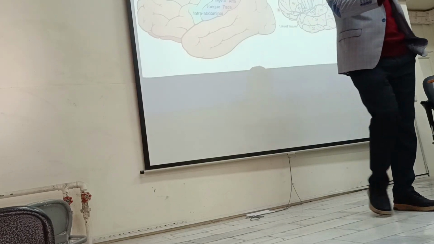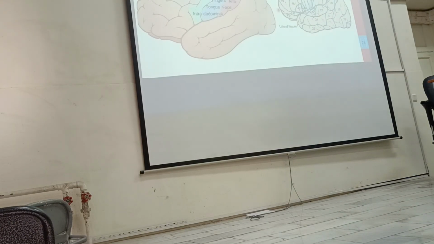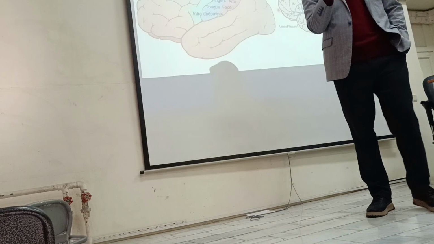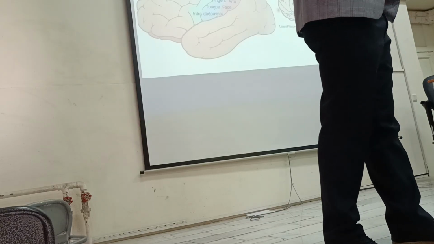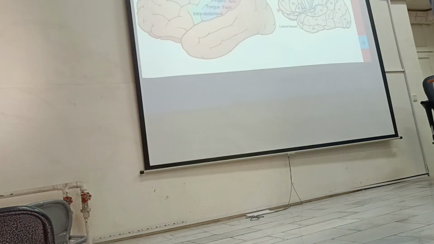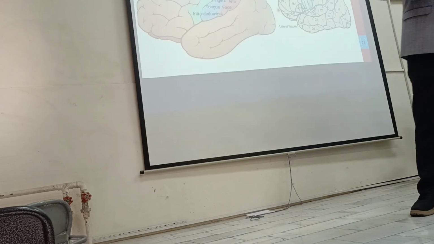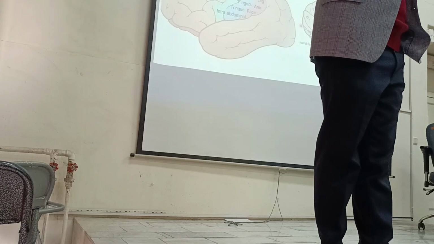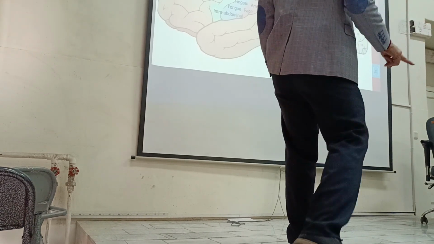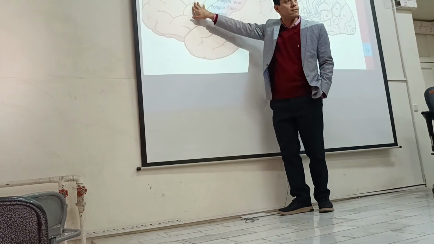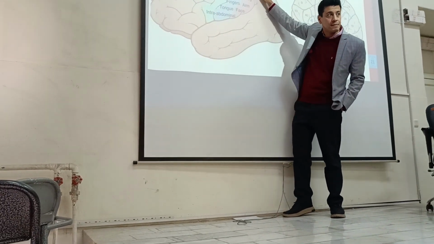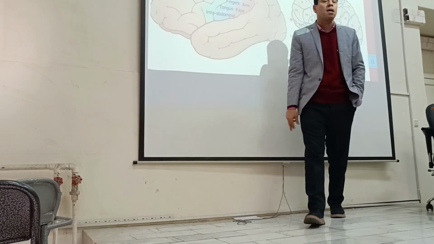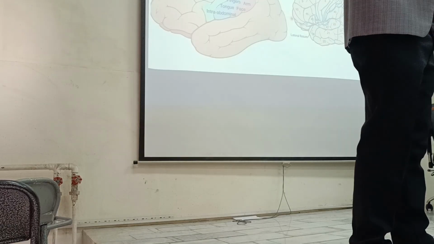Which of the following is not a somatosensory part of the brain? A, Brodmann area 1 and 2. B, Brodmann area 2 and 3. C, Brodmann area 4 and 6. D, Brodmann area 5 and 7. Areas 4 and 6 are here. Areas 5 and 7 are part of the association areas. Got this? Okay.